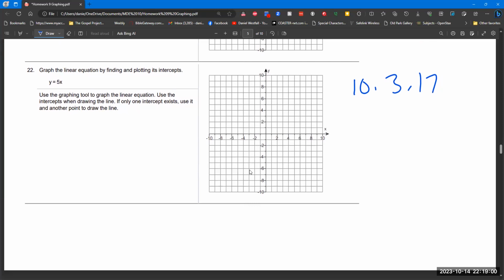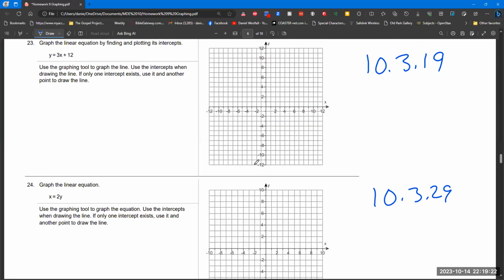This is going to be another one that has a 0, 0. And I'm going to need to plot an additional point. So when x is 1, y is 5. Like that.